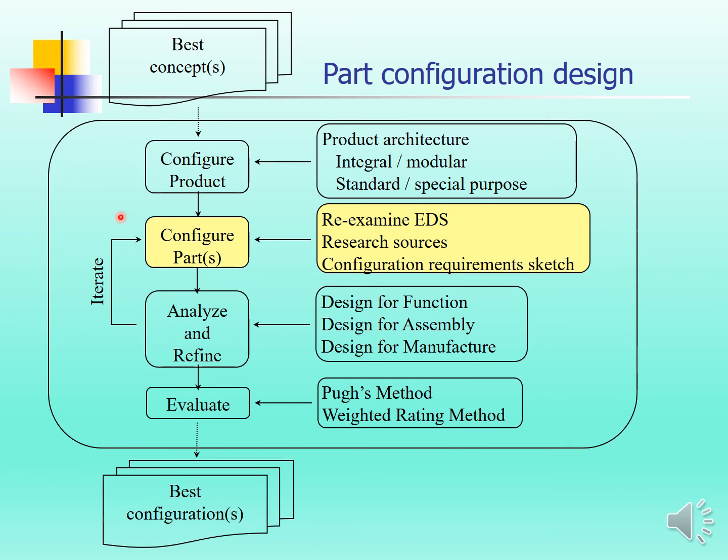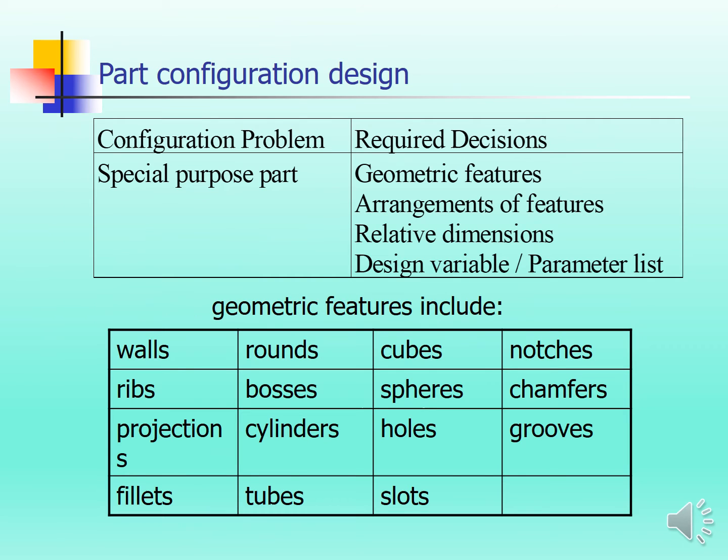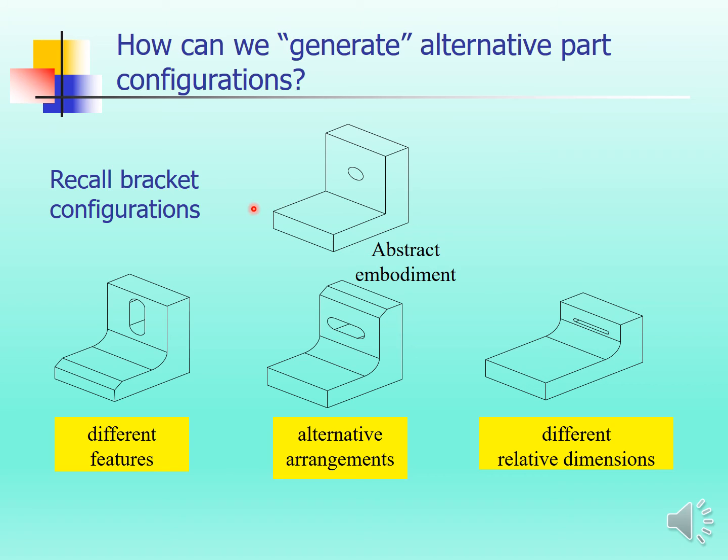Next we have the configuration part: how we do the research and the configuration requirement sketch. Here is part configuration design. For example, for a special purpose part, how do we do the geometry features and arrange the features? The idea here is wall, rib, projection, fillet. This is the idea for geometry features for the special purpose part. Recall the bracket configuration.